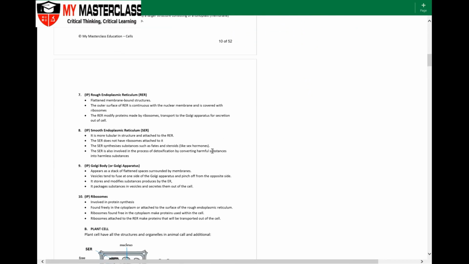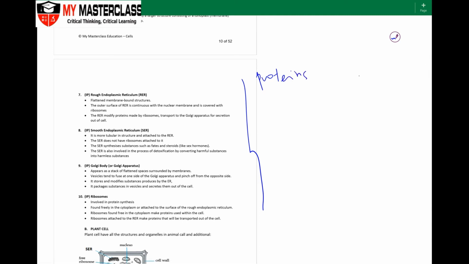So moving on, these aspects are for the IP students. We have the RER, rough endoplasmic reticulum, smooth ER, Golgi apparatus, and ribosomes. The purpose of all of this is to synthesize proteins. The SER is the only different area. Why? Because it synthesizes steroids and hormone components.